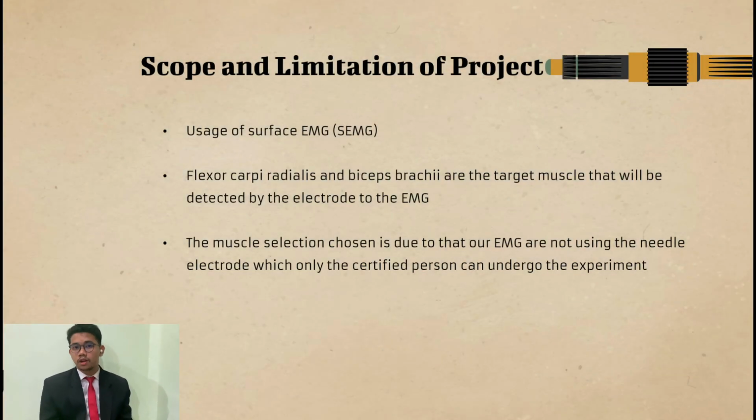For the scope and limitation of the project, we will use EMG as the device since the needle electrode cannot be used, as only certified persons can use the needle electrode. For the scope of the study, flexor carpi radialis and bicep brachii are the target muscles that will be detected by the electrode to the EMG. Flexor carpi radialis and bicep brachii are exterior muscles and easy to palpate. This also avoids palpating the wrong muscle, which would give different results on the EMG. We need the participants to flex their muscle for easy muscle detection since not everyone has low fat in their muscle.